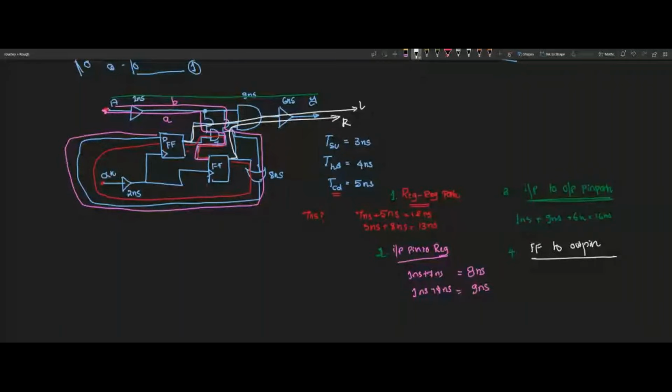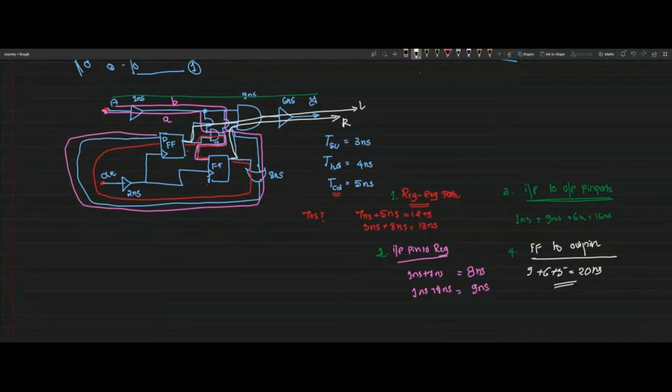And another is 5 plus 9 plus 6. Both are the same actually, both are taking the same paths. Both are 20 nanosecond. So both are taking 9 plus 6 plus flip-flop delay 5. That is 20.